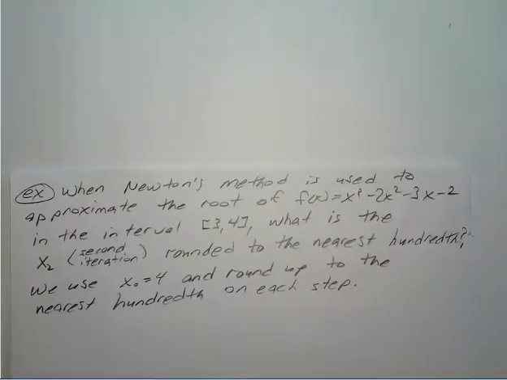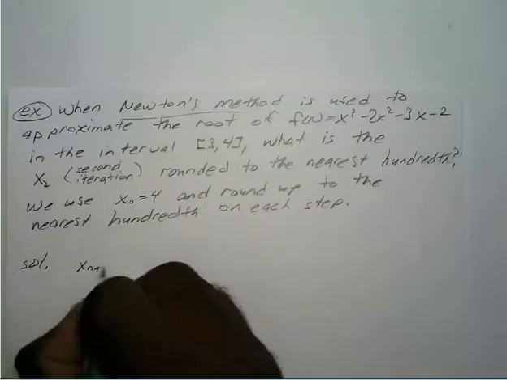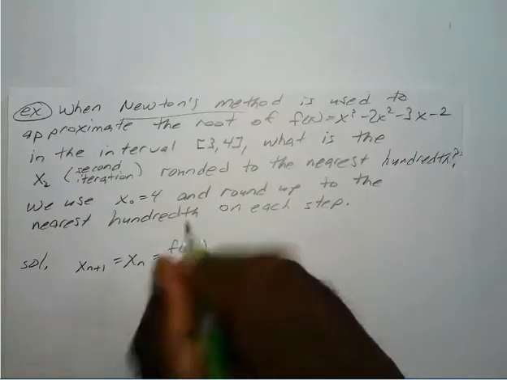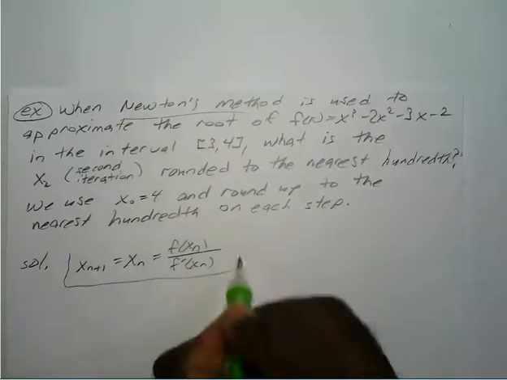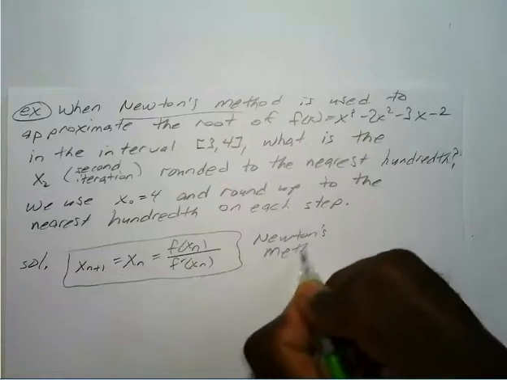Okay, now I know this probably looks like a really complicated problem, but it's not that bad. And I'll show you why it's not that bad. It takes a little practice, but once you get it down, it's not that bad. Okay, so the first thing you have to do is remember we're using Newton's method. So x sub n plus 1 equals x sub n minus f of x sub n over f prime of x sub n. This is your Newton's method formula.